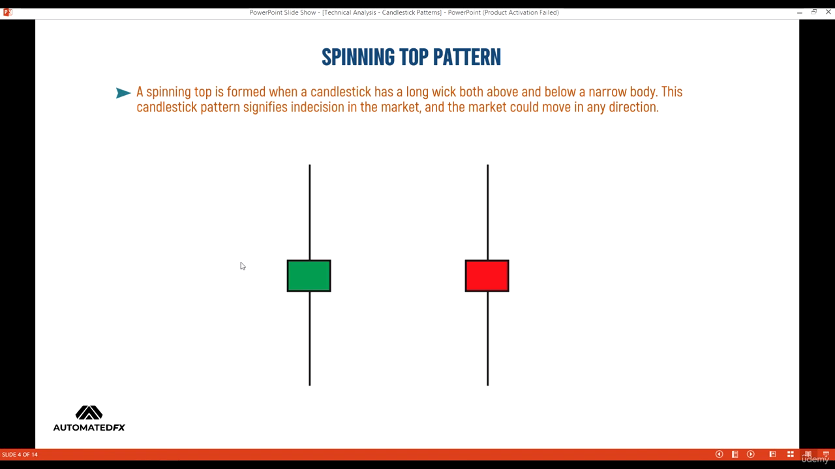They don't tell us that the market will buy or the market will sell. When we see them, we just know that something is about to happen. We might continue, or we might retrace, or the trend might just continue. But when we see a spinning top, we just get alert, to be alert to expect something in the market.